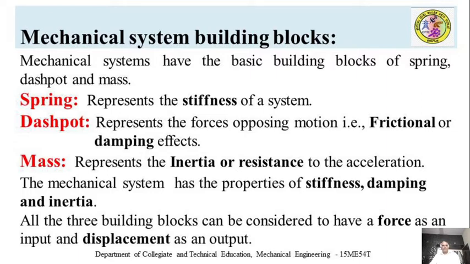Spring represents the stiffness of a system, dashpot represents the forces which oppose the motion, either frictional or damping effect. Mass represents the inertia or resistance to the acceleration. So mechanical system has the properties of stiffness, damping and inertia. So all these three building blocks can be considered to have force as an input and displacement as an output.